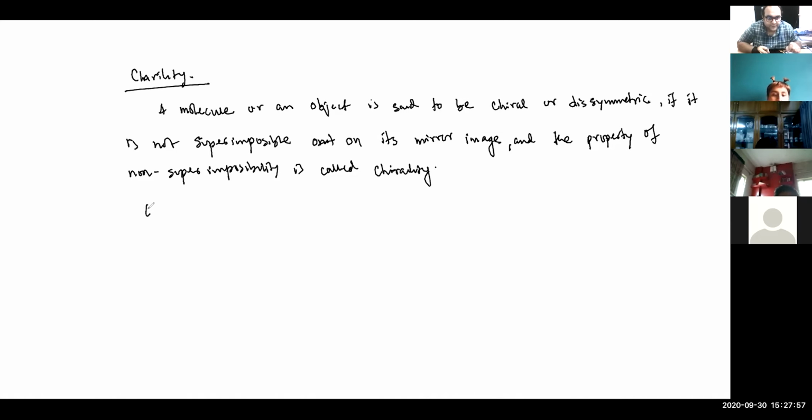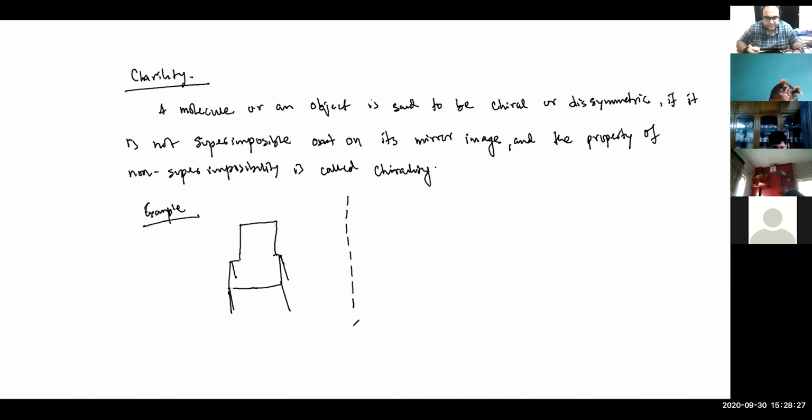So for example, what does this chirality actually mean? Last class I gave you an example. If we have a chair, a simple chair with legs, and if this is your mirror, and we have another chair, this is our mirror image.